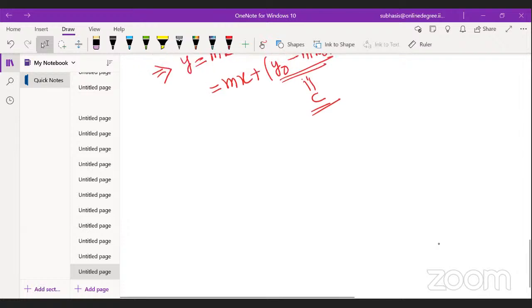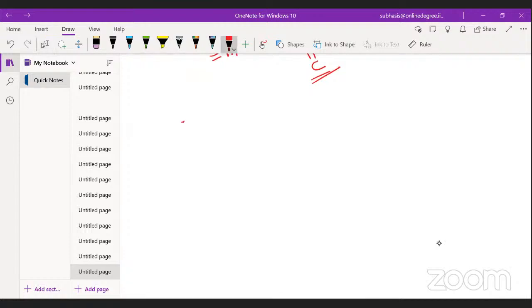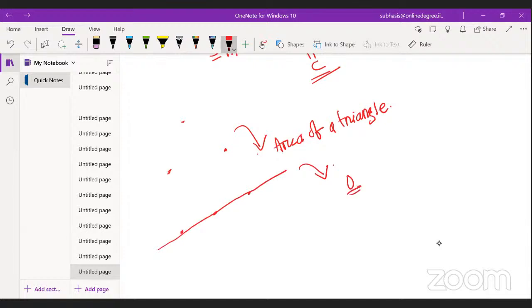See, you have three points, right? So you have the formula for the area of a triangle, half of, whatever this is. If your three points are in a line, its area is 0. But if they are not collinear, then you can form a triangle, right?